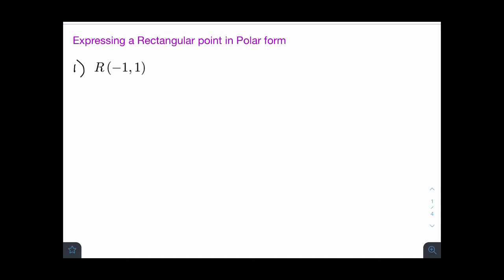Hi everyone, let's walk through 3 examples of how to express a rectangular point of the form x comma y as its polar equivalent in terms of r and theta. So the first rectangular point we're going to consider is the ordered pair -1, 1.